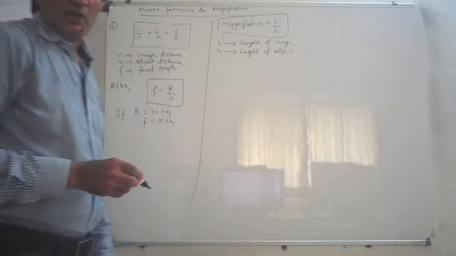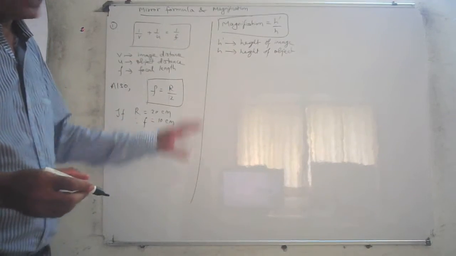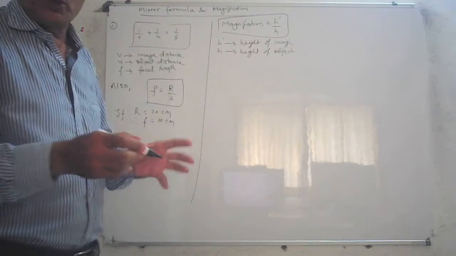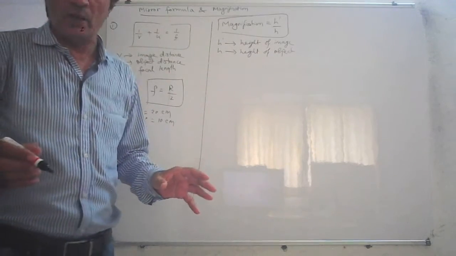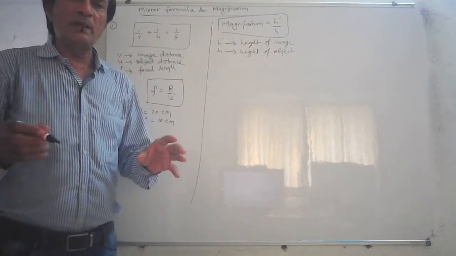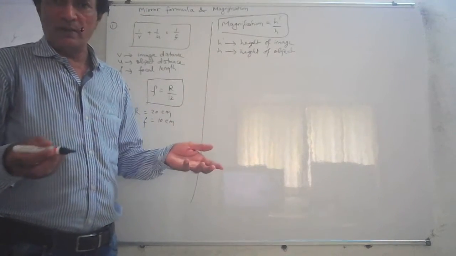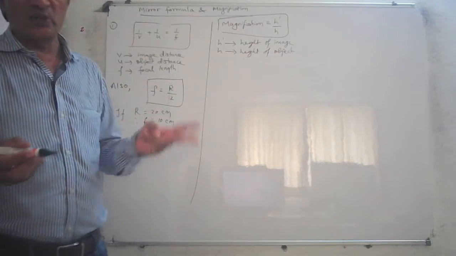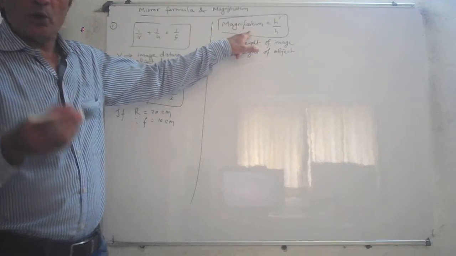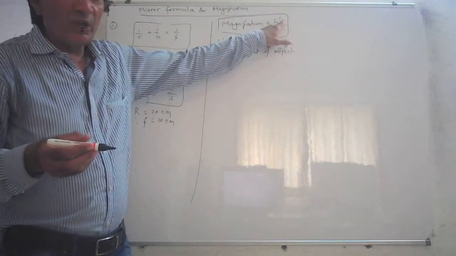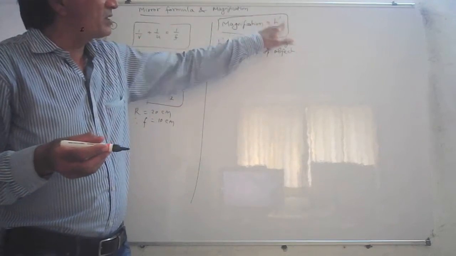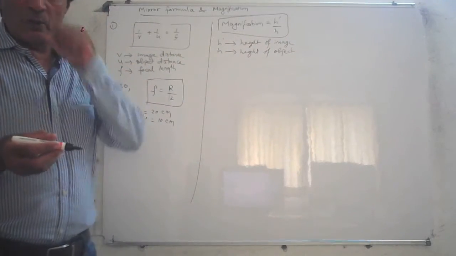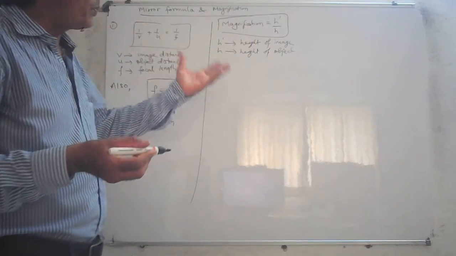So what is magnification? Magnification can be defined as the ratio of the height of the image upon the height of the object. It is a ratio. Magnification is a ratio, therefore it's a pure number. Magnification cannot be mentioned in units. There is no centimeter, meter. Magnification is a pure number, like magnification 2, magnification 3, and so on. Why? Because it's a ratio of two similar quantities, h dash upon h, where h dash is the height of the image and h is the height of the object.